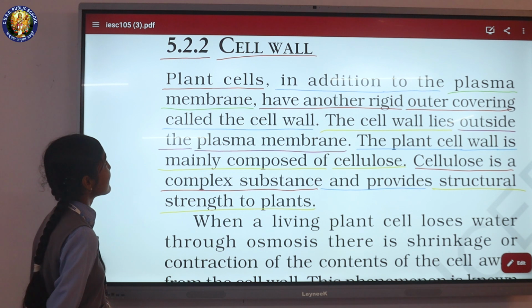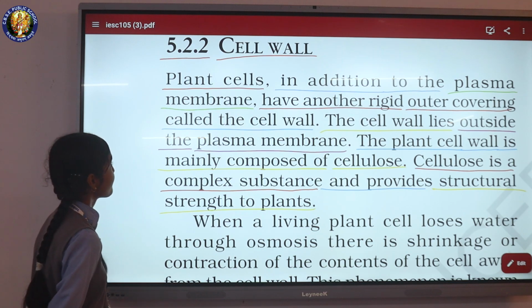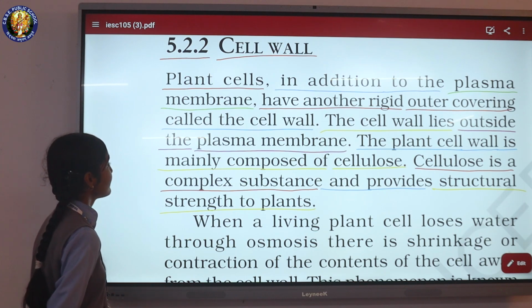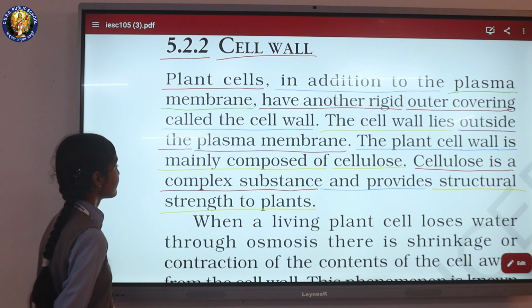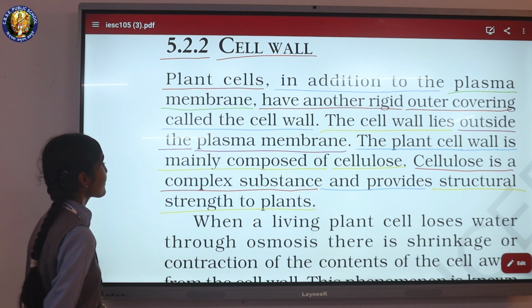Plant cells, in addition to the plasma membrane, have another rigid outer covering called the cell wall. The cell wall lies outside the plasma membrane. The plant cell wall is mainly composed of cellulose. Cellulose is a complex substance and provides structural strength to plants.